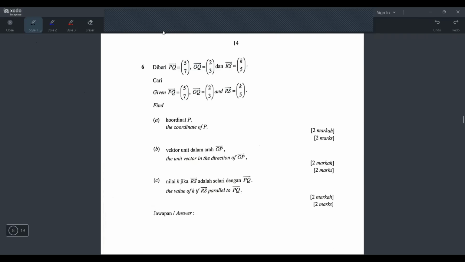Okay, number 6, this is coordinate vector. How I know? Because I see bracket, bracket, bracket. So when you see bracket, bracket, bracket, it means this is vector in terms of ij. So it's coordinate vector. Let's read the question. Given vector PQ is 5i plus 7j, but they write it in the column vector form, 5, 7. And then this one, 2, 3, k5. And then they say find coordinates of P.